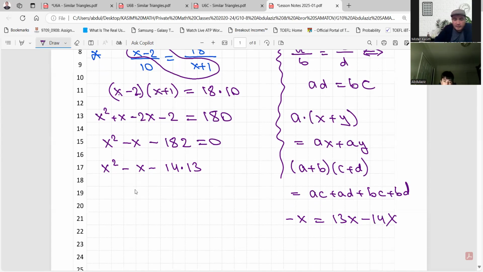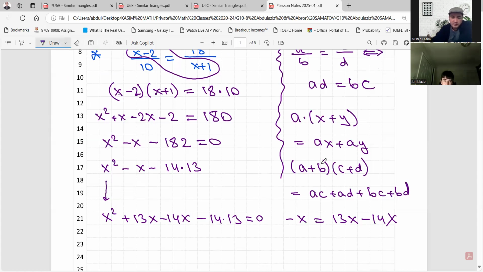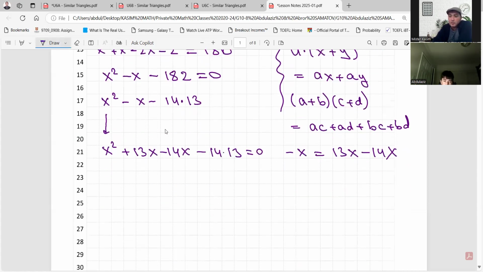Okay, so this one is x squared. Instead of minus x, I can write plus 13x minus 14x. And still I have here 14 times 13. Because this actually needs a kind of skill, okay? How can we obtain this skill? You need to practice questions. Without practicing, you cannot learn this. We need to practice. That is under quadratic equations. I was going to teach you, but all of a sudden we just moved to geometry. That's why we had to skip this.